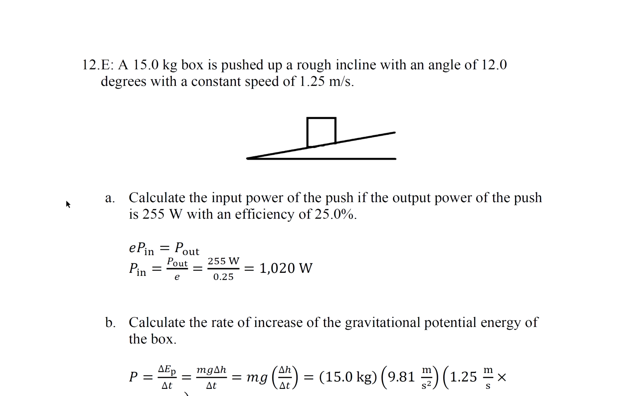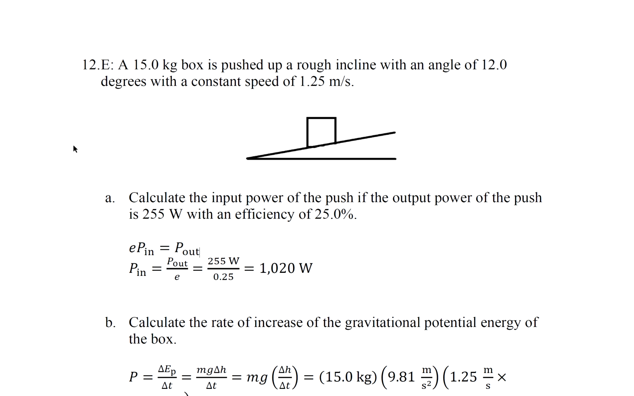Question 12. A 15 kilogram box is pushed up a rough incline with an angle of 12 degrees with a constant speed of 1.25 meters per second. Part A, calculate the input power of the push. If the output power of the push is 255 watts with an efficiency of 25%. So efficiency times power in equals power out. So we're solving for power in.